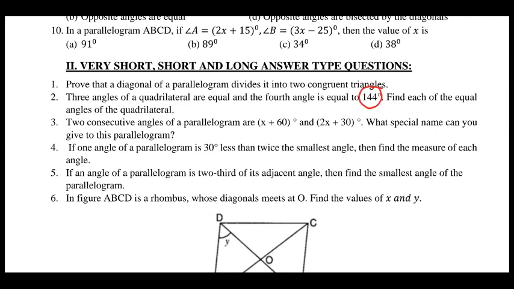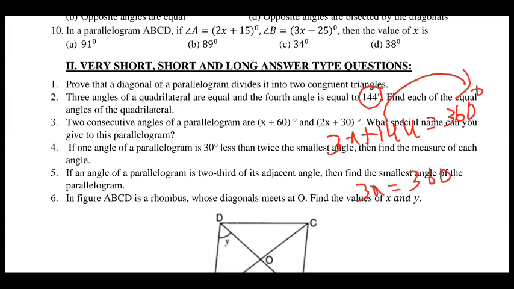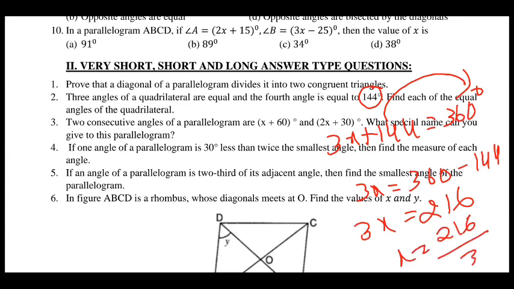See here, what did I tell you? 3x plus 144 equals 360, correct? So what you have to do is send 144 to the other side. Then 3x is equal to 360 minus 144, which gives you 216. So 3x is equal to 216, and x is equal to 216 over 3. What is 216 over 3? 3 ones are 3, 3 sevens are 21, 3 twos are 6. X is equal to 72 degrees. This is your answer.